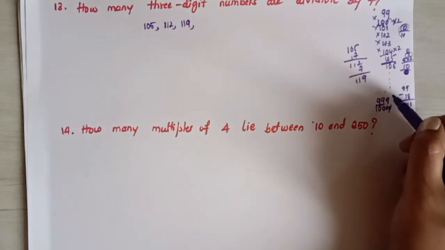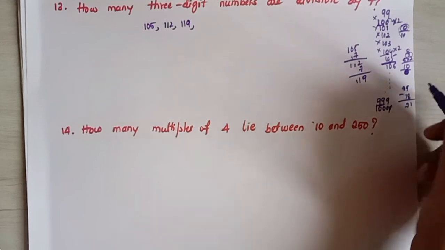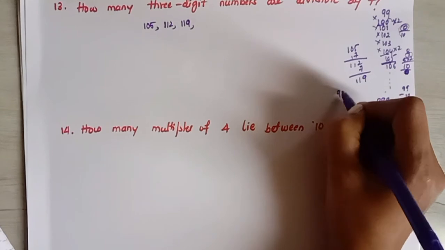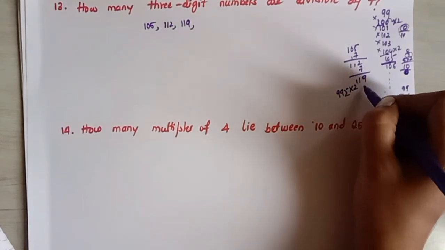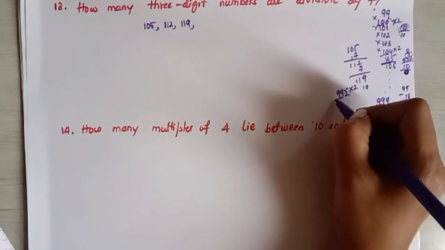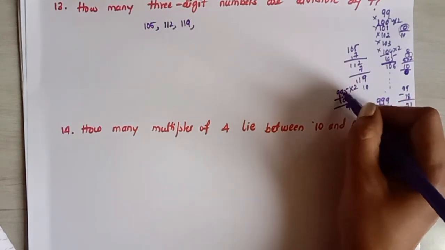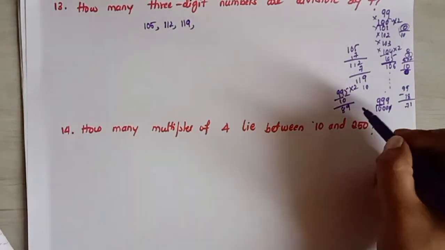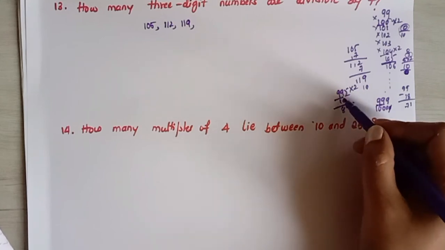So let us take 995. To the last digit we have to multiply by 2. This will be 10. From the remaining digits we have to subtract 10. So, 99 minus 10: 9 minus 0 is 9, 9 minus 1 is 8. So 89 doesn't come in the 7th table. Therefore, it is also not divisible by 7.